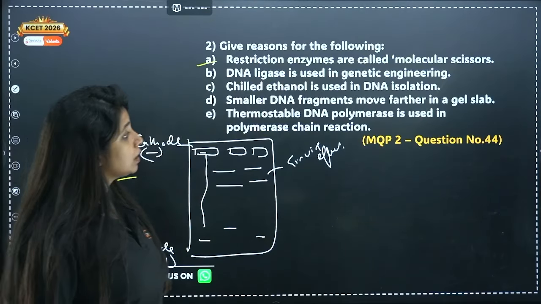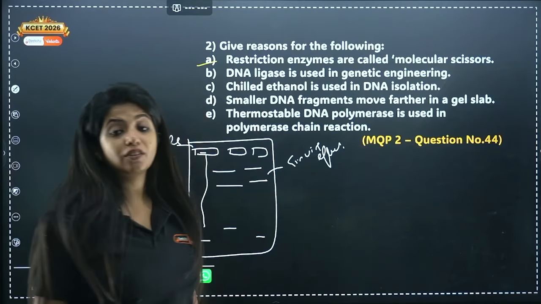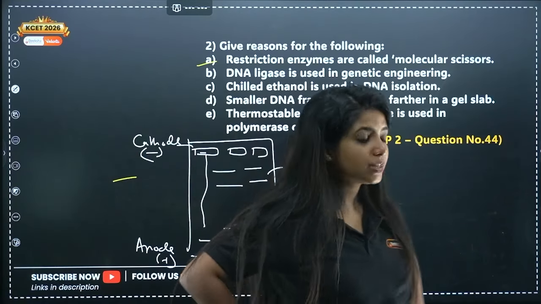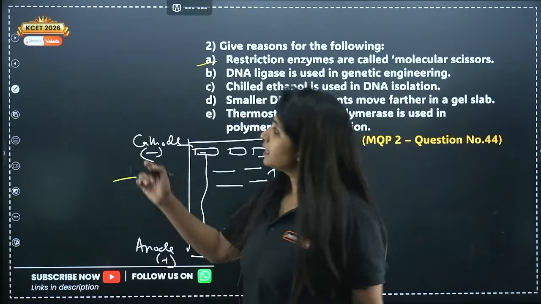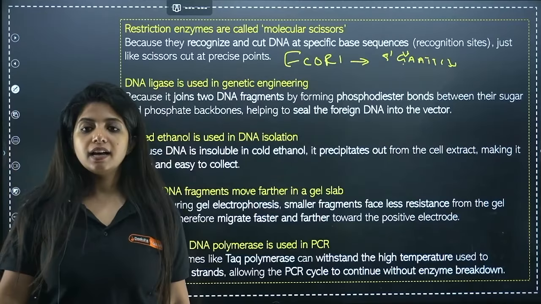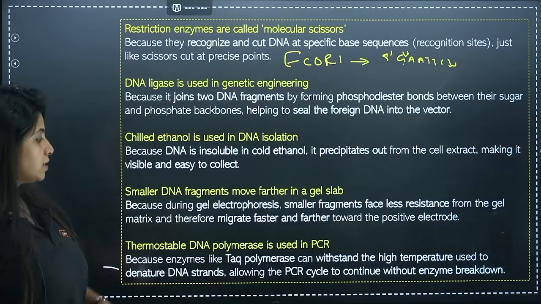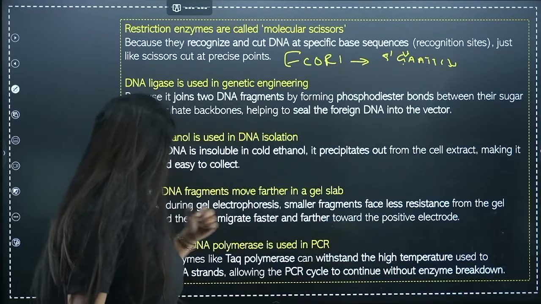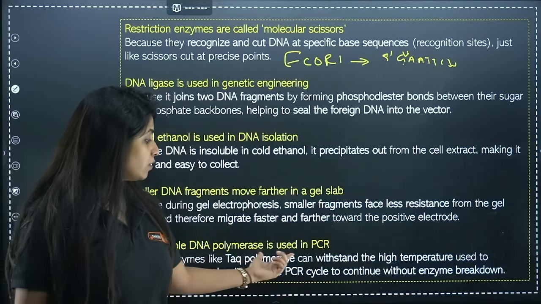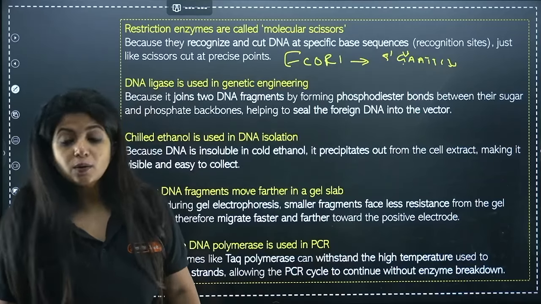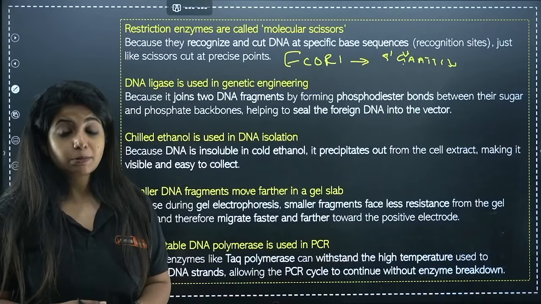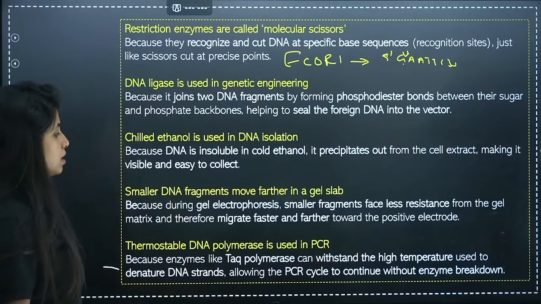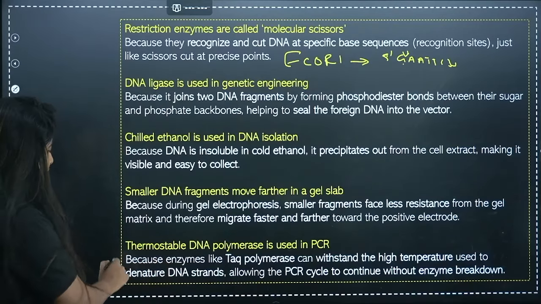Now, thermostable DNA polymerase is used in polymerase chain reaction. Why? Because, my dear children, DNA polymerization happens at a very high temperature in the case of PCR. That's why you need thermostable polymerase. Enzymes like Taq polymerase can withstand the high temperature used to denature the DNA strands, allowing the PCR cycle to continue without enzyme breakdown. So the enzyme should not break down, and for that you obviously need a thermostable DNA polymerase. Here I mentioned extension also.